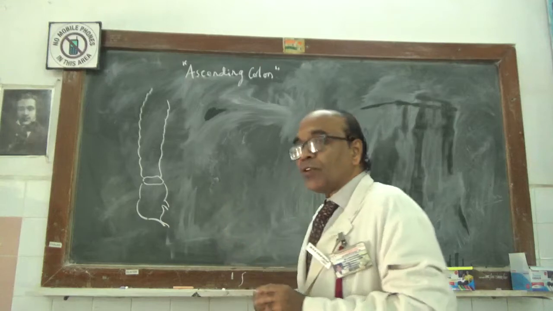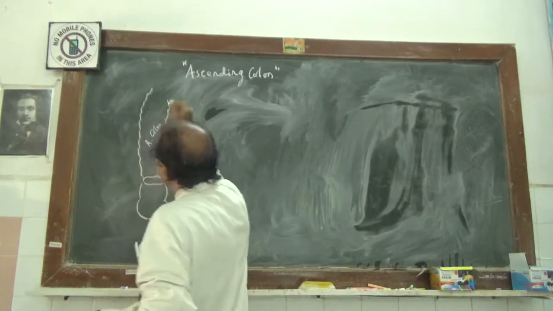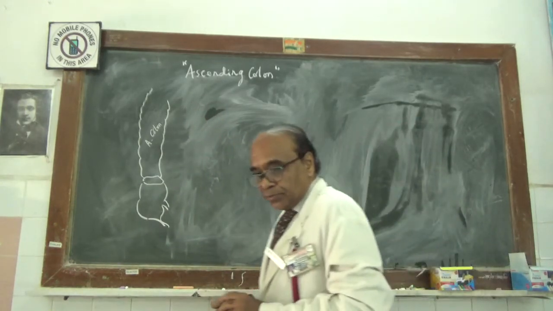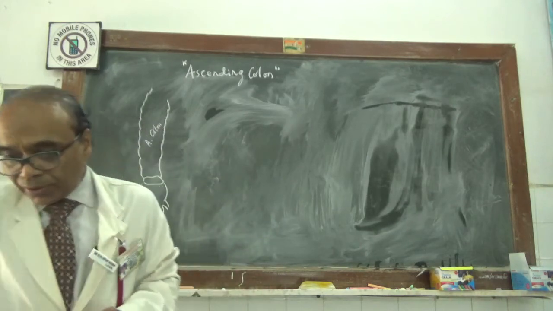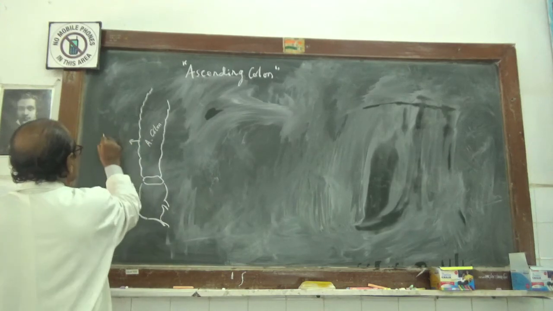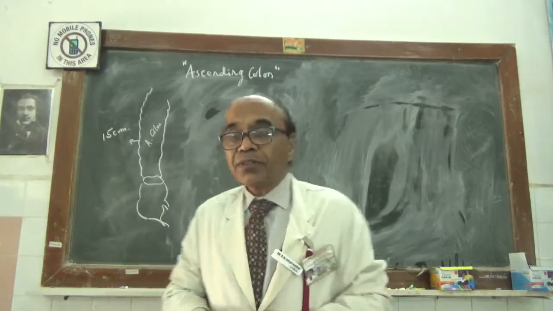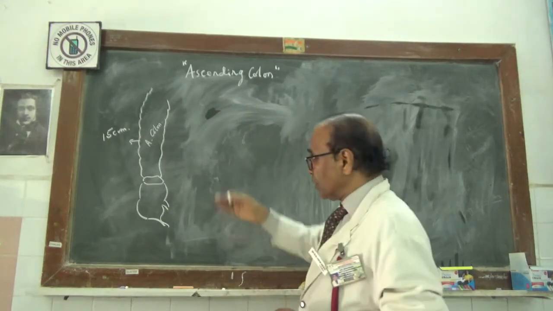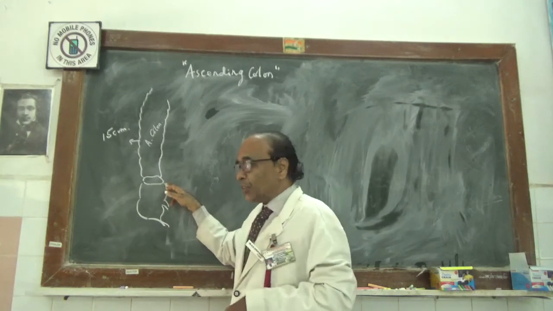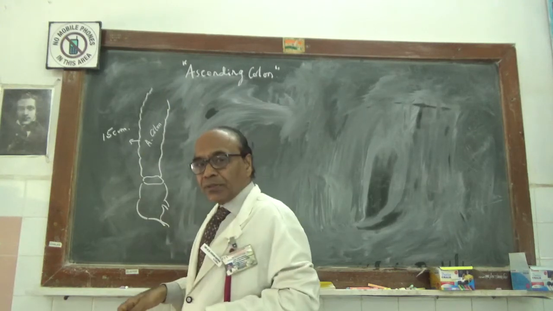So thereby it is called the ascending colon. This ascending colon has a length of about 15 centimeters. Now, the ascending colon starts from the ending of the cecum. It runs all the way upwards in the right lumbar region.